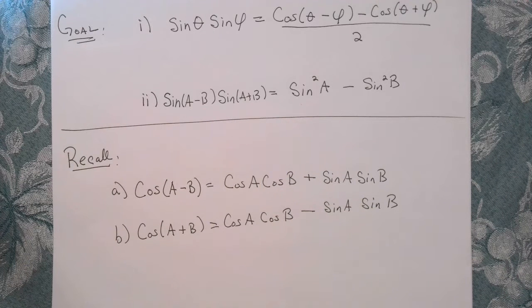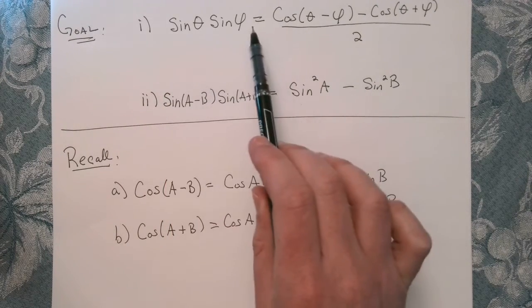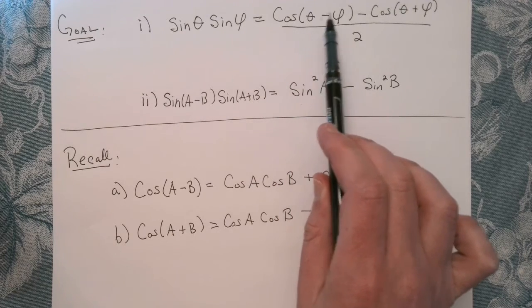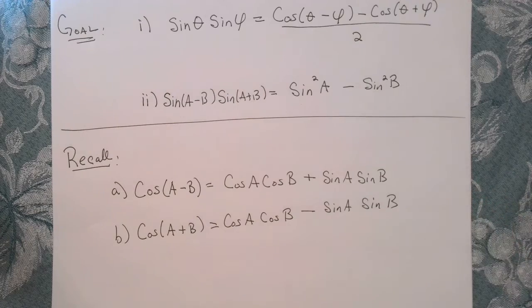I want to prove two trig identities that we're going to use in the next video to prove a really cool geometry result. So first of all, we've got the sine of theta times the sine of phi is equal to the cosine of theta minus phi minus the cosine of theta plus phi, all over 2.